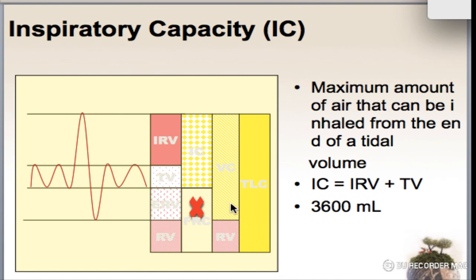So we have the IC, or inspiratory capacity. The inspiratory capacity is the amount of air that can be inhaled from the end of tidal volume. Your IC is composed of inspiratory reserve volume plus your tidal volume. So inspiratory reserve plus tidal volume is equivalent to inspiratory capacity. The content of IC is 3,600 ml.